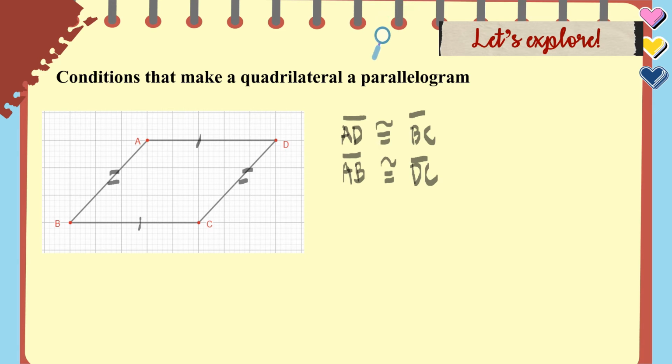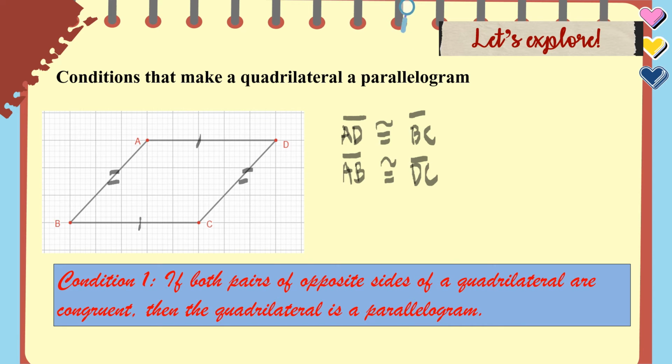So condition 1 states that if both pairs of opposite sides of a quadrilateral are congruent, then the quadrilateral is a parallelogram. So we can say that quadrilateral ABCD is a parallelogram.